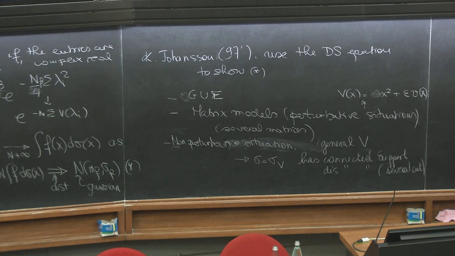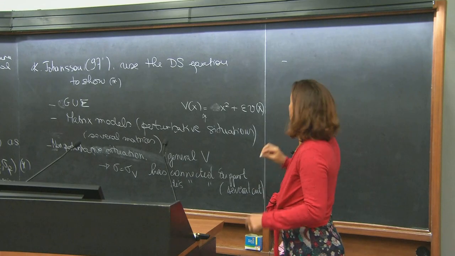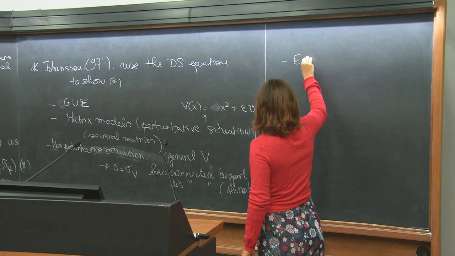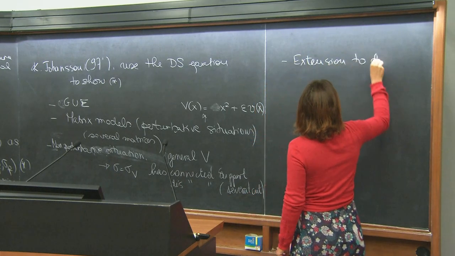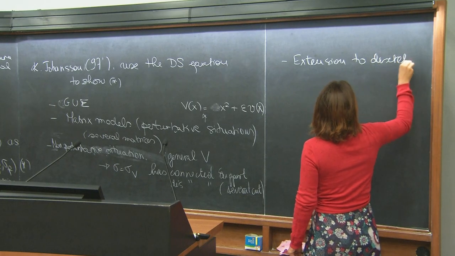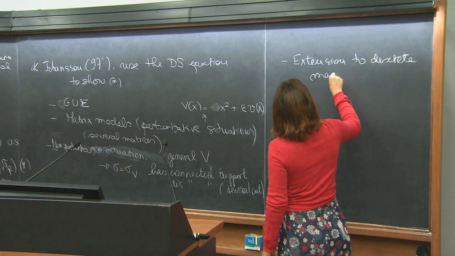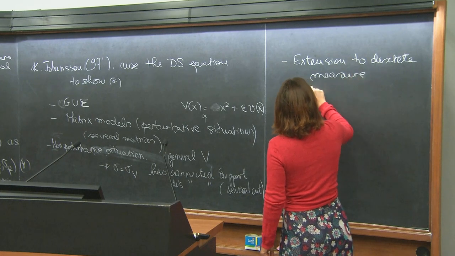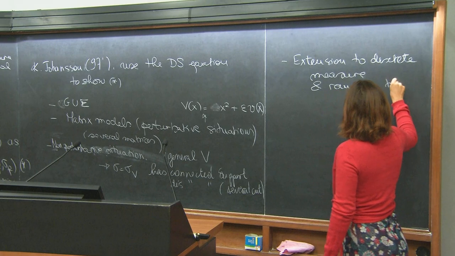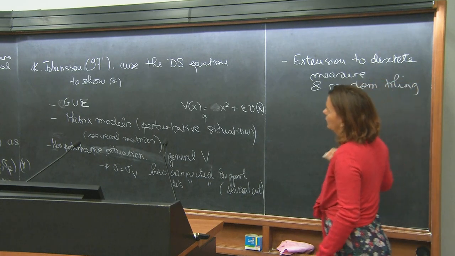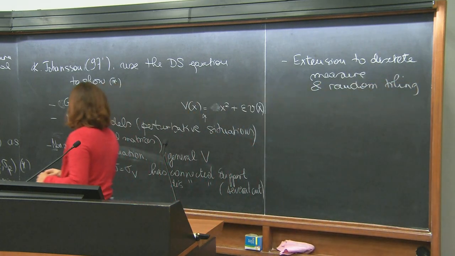And the last thing I will discuss in this class is an extension to the discrete setting, to discrete measures and random tiling. So that's somehow the plan of what I want to discuss here.